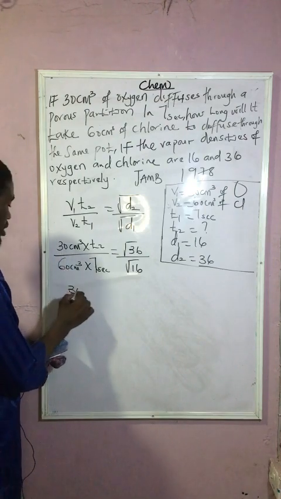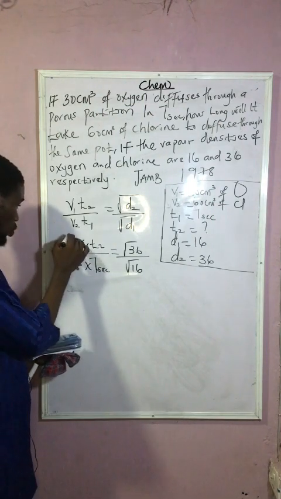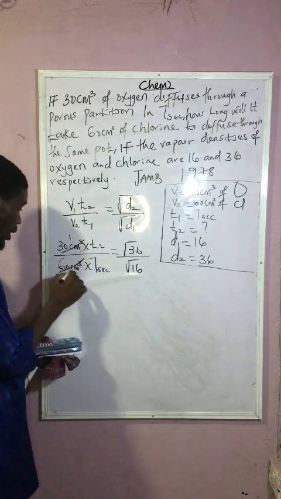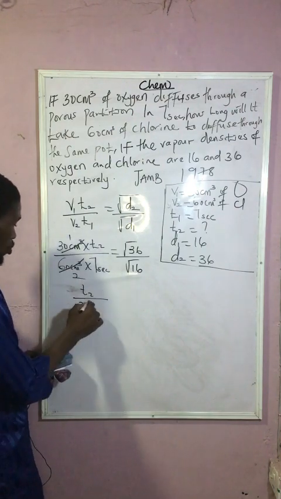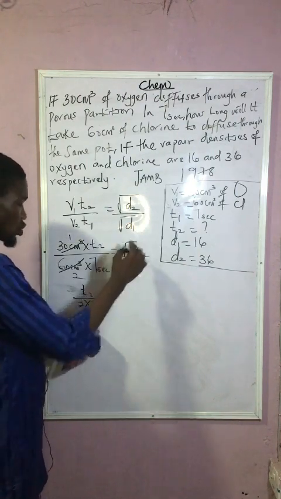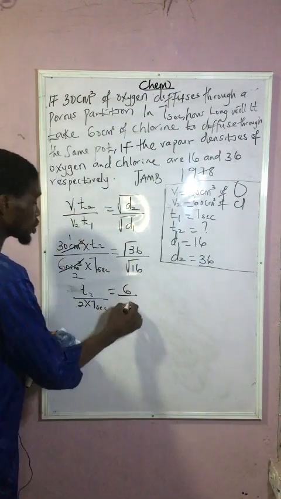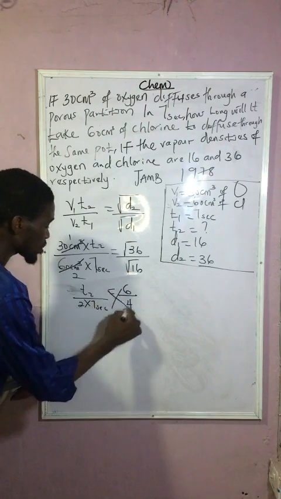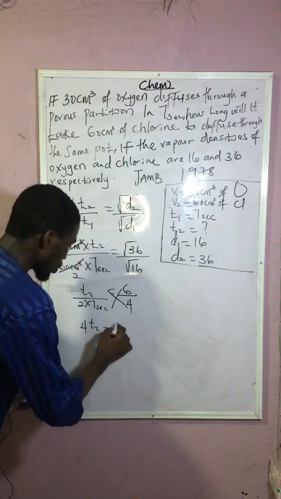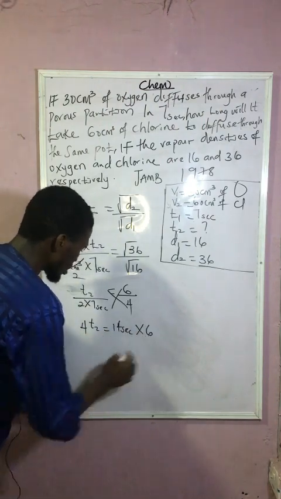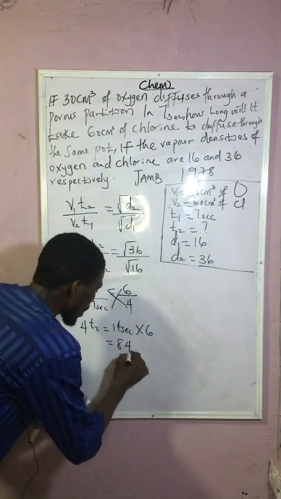You can see that I have 30 cm³. Before we proceed, 30 cm³ here will give us 1, and here we have 2. So we have T2 over 2 multiplied by 7 seconds. The square root of 36, we all know is 6. The square root of 16 will give us 4. So now we are going to cross multiply. So our 4 T2 equals 2 times 7 seconds, which gives us 14 seconds, multiplied by 6. So 14 seconds multiplied by 6 will give us 84 seconds.